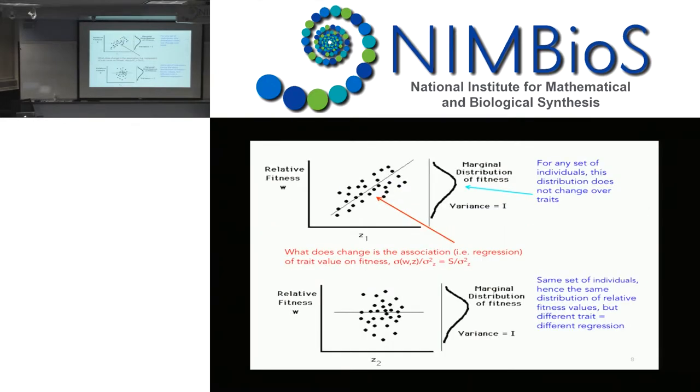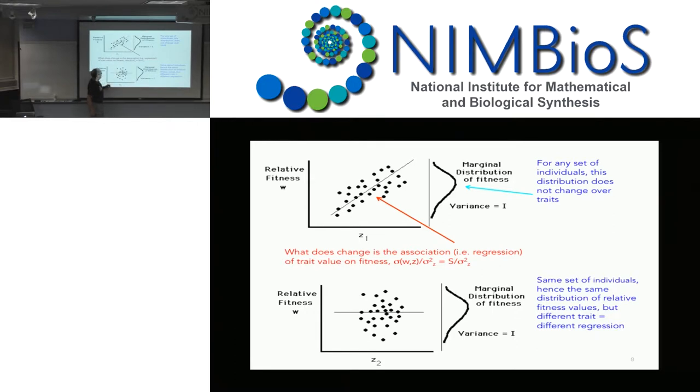So here's a way to think about that. The histogram, this is the same fitness data. The histogram over here is the same in both these cases. This is character one, character two, because I'm measuring the same individuals. So this variance here stays the same. What changes here is... the height of these points never changes. What changes is how I slide them back and forth.